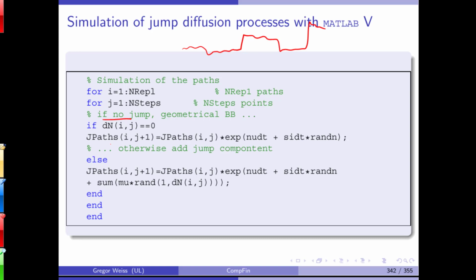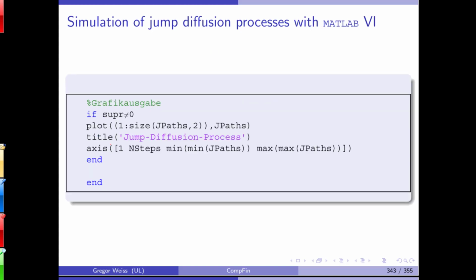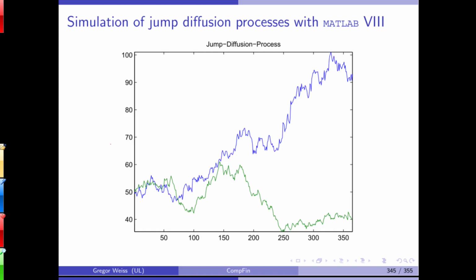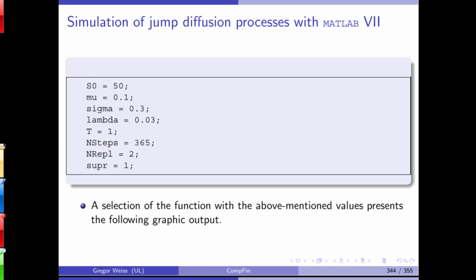But if we have simulated one path from the Poisson process, we'll know the waiting times. And the waiting times will tell us when we have to increase or decrease the otherwise regular changes from the geometric Brownian motion. So let's plot it. And this is how it looks like.